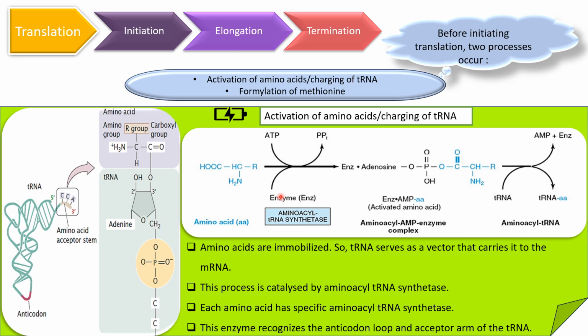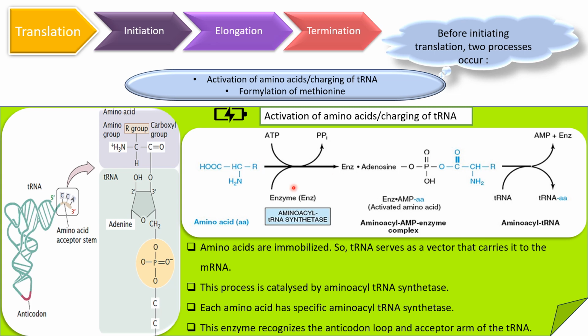This process particularly occurs in 2 steps. In step 1, amino acid is activated by ATP molecule. And AMP is added to the amino acid and forms aminoacyl AMP. This particular process is catalyzed by an enzyme aminoacyl tRNA synthetase. In the second step, amino acid is transferred to the 3' end of the tRNA molecule, releasing AMP.